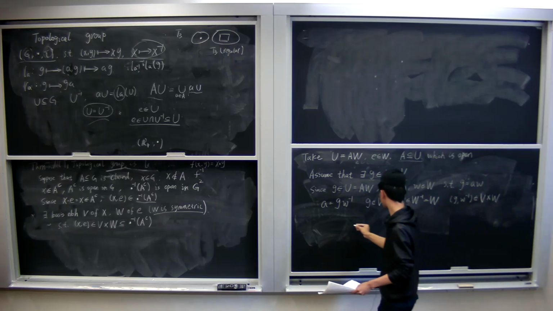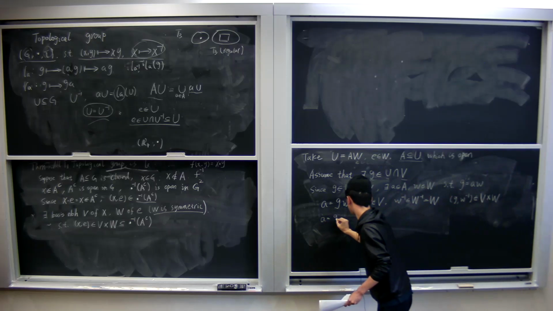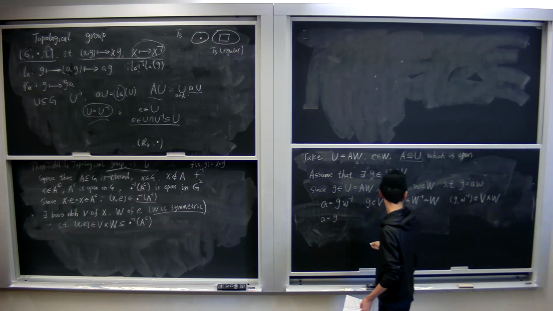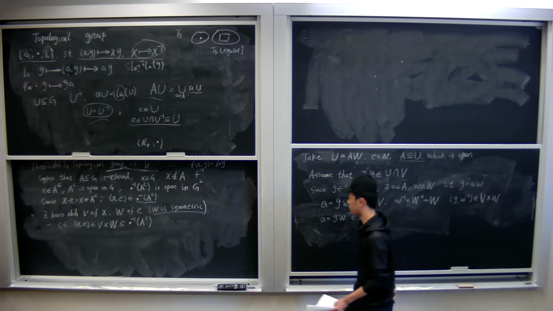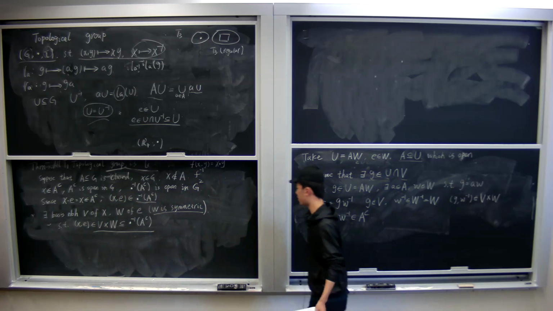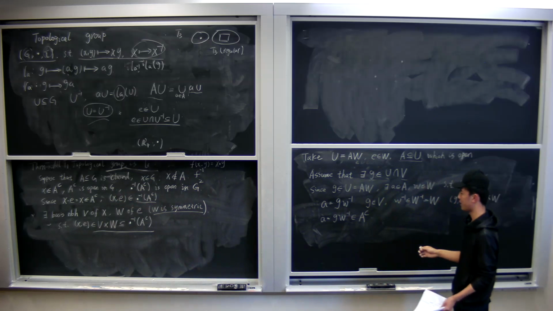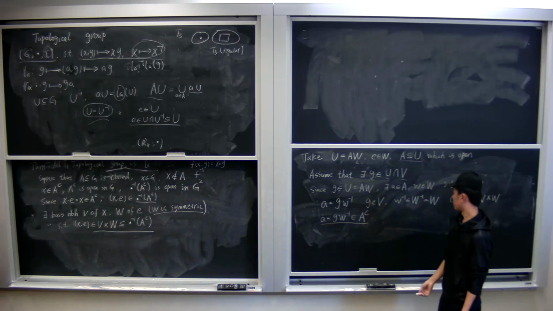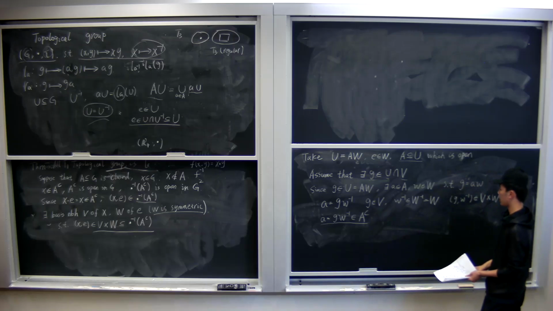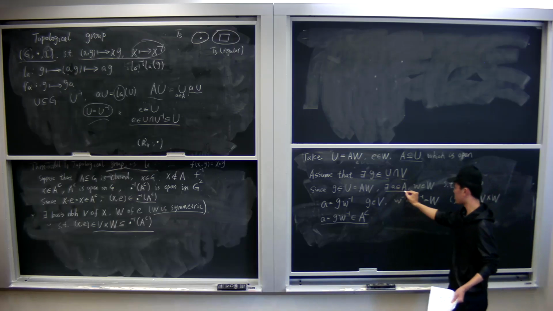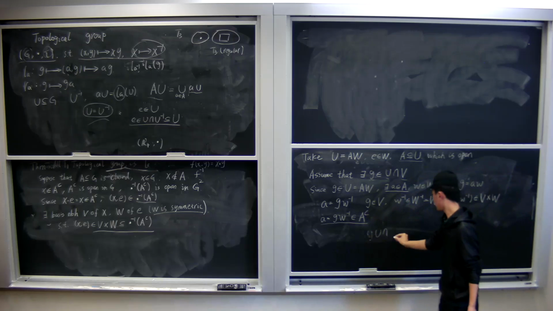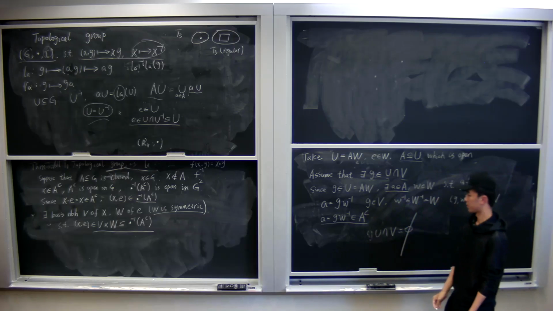So we can get that a equals g w inverse, which is in A complement, because we already have that. Sorry, my English is so poor. So that's already a contradiction: a belongs to A, but on the other hand it belongs to A complement. So we must have this intersection empty.